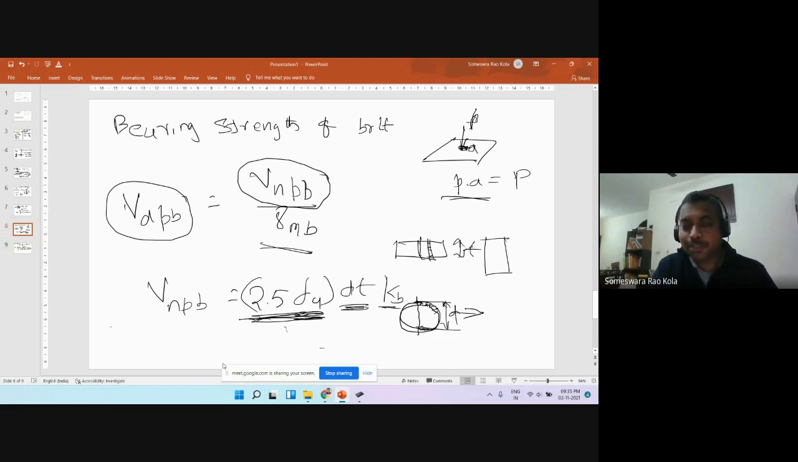I hope you understood this point, a very fine point. We have to take that particularly, especially when the plates and the bolts are of different grade. If the ultimate tensile strength of these two materials are different, then you have to take the ultimate tensile strength of the plate, not the bolt.